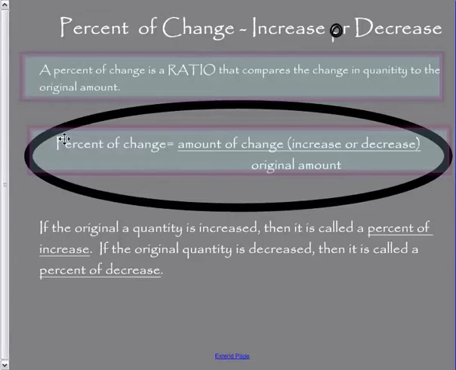Write this in your notebook. You're going to want to have this right here. Percent of change, and you can always abbreviate percent with this symbol, is the amount of change, either the increase or decrease, over the original amount. So if the original quantity is increased, then it's called a percent of increase. If the original quantity is decreased, it's called a percent of decrease. Okay, so make sure you have this down. Go ahead and pause the video if you need to.